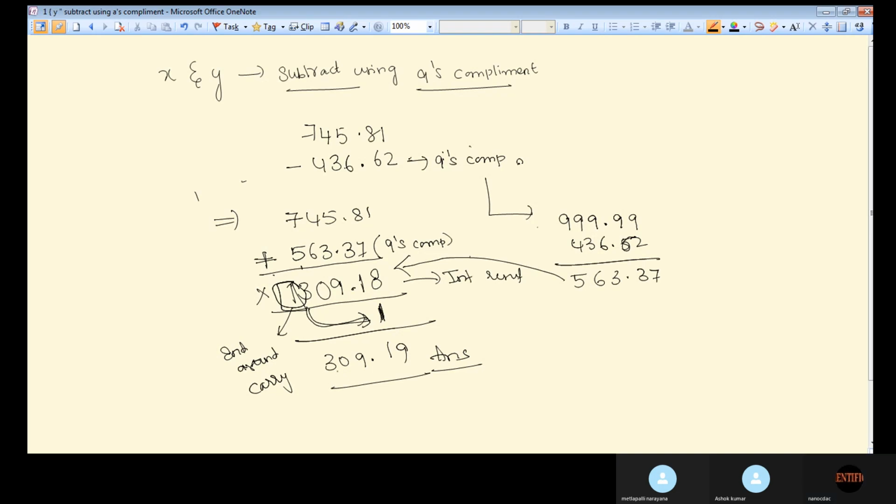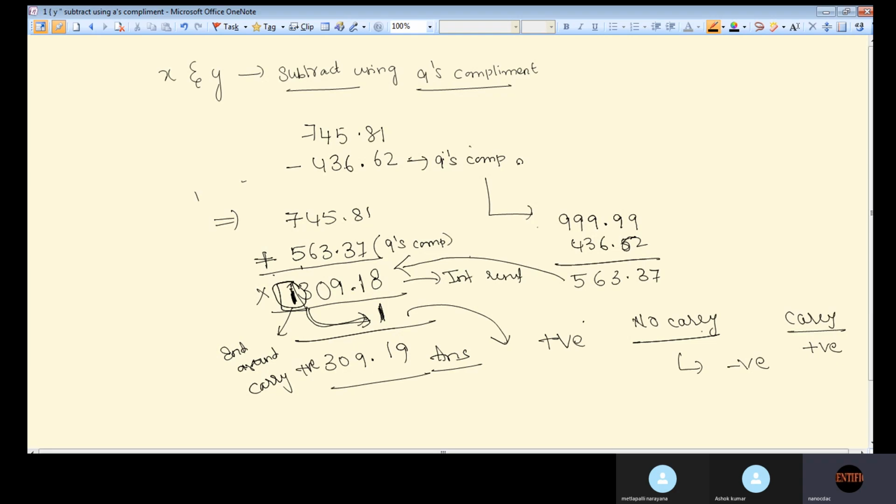See here, the carry is indicating the sign is positive. If you are getting any carry, the result is positive. If there is no carry, the result is negative.